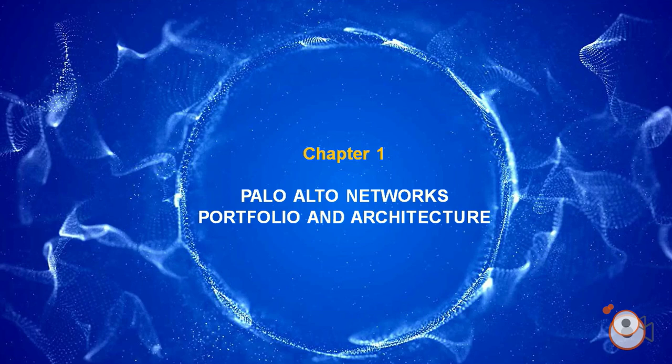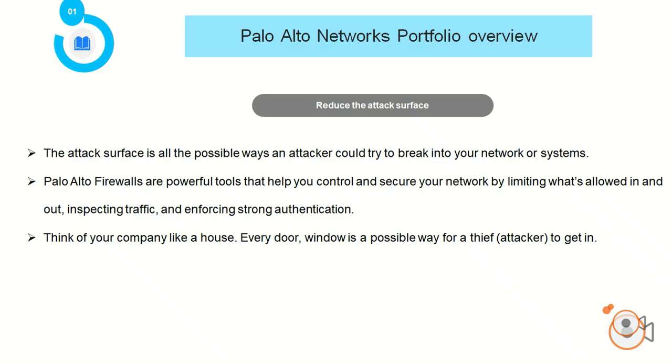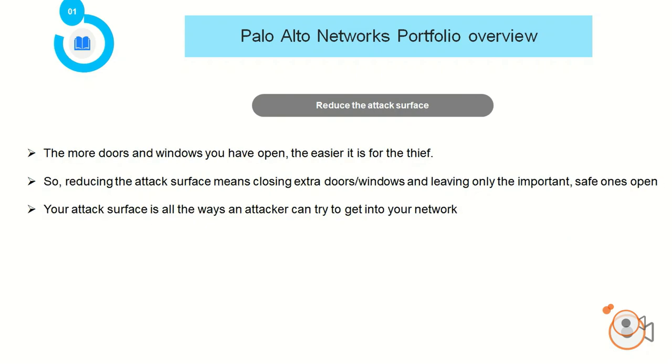connected devices, for example. Then, reducing the attack surface is like locking unnecessary doors, like locking unnecessary windows, to make it harder for the hackers to get in. We must mention that Palo Alto firewalls are powerful tools that help you control and secure your network by limiting what is allowed in and out, inspecting traffic, and enforcing strong authentication. And as I said, reducing the attack surface means exactly closing extra doors, windows, and leaving only the important safe ones open.